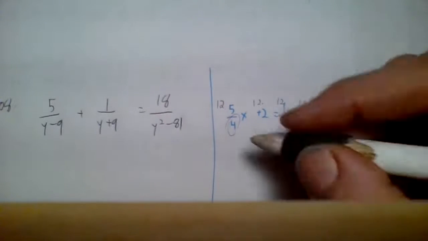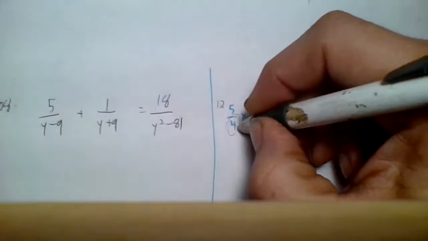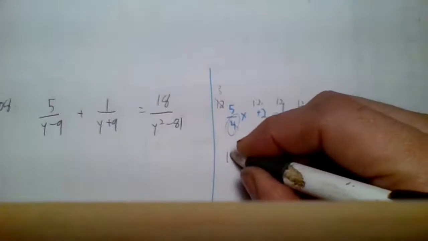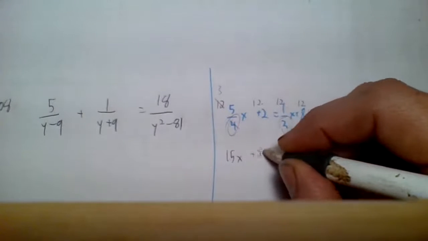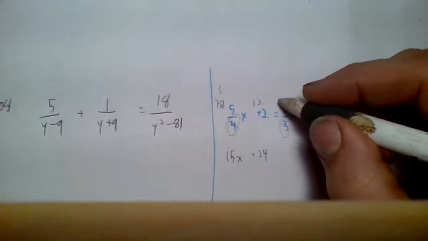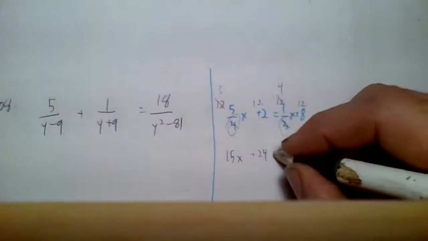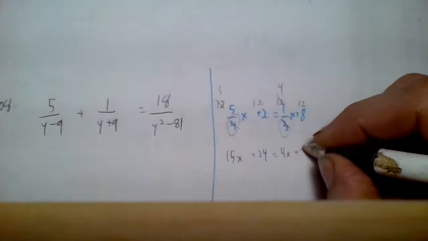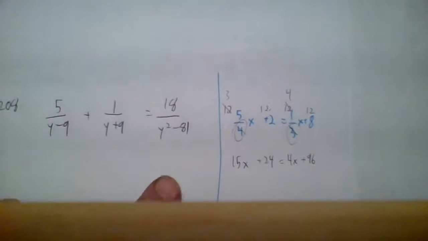So 12 divided by 4 is just 3. I can take the 4 out and just leave a 3 there, so that's 15x. 12 times 2 doesn't simplify, that's just 24. 12 divided by 3 is just 4, so that's 4 times 1x. And 12 times 8 is just 96. I'm not going to go through solving that out from here. I just want to make the connection here.